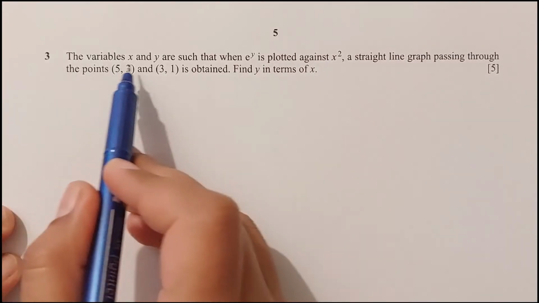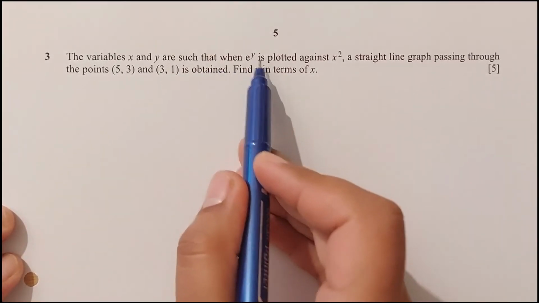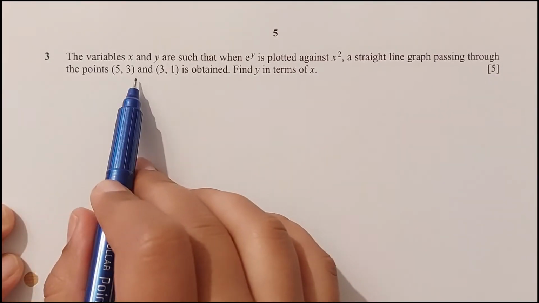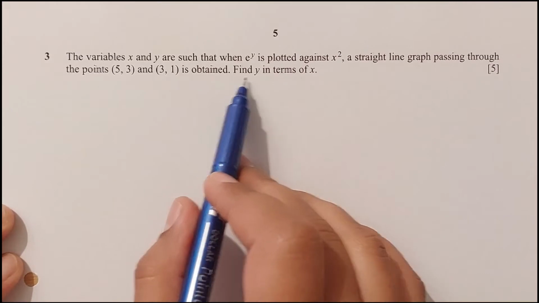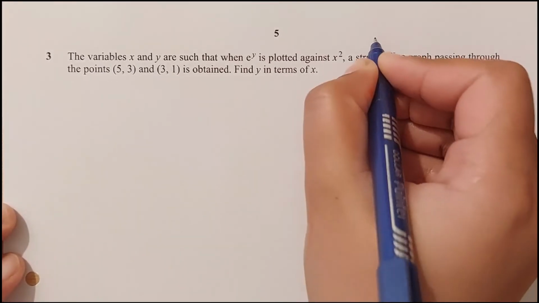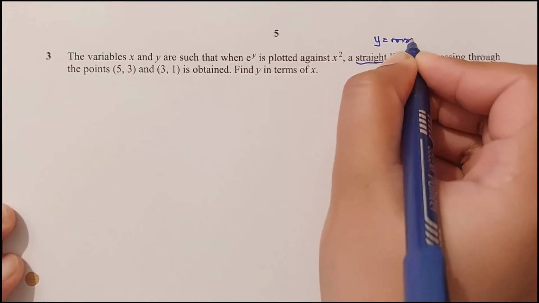Question number 3. The variables x and y are such that when e power y is plotted against x square, a straight line graph passing through the points (5, 3) and (3, 1) is obtained. Find y in terms of x. So we have a straight line. The equation of a straight line is y equals mx plus c.